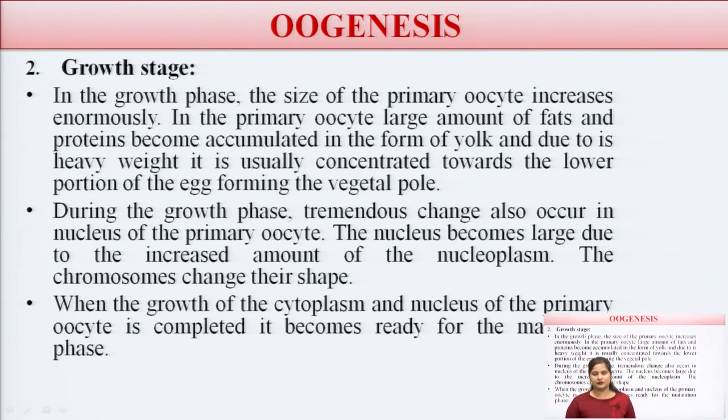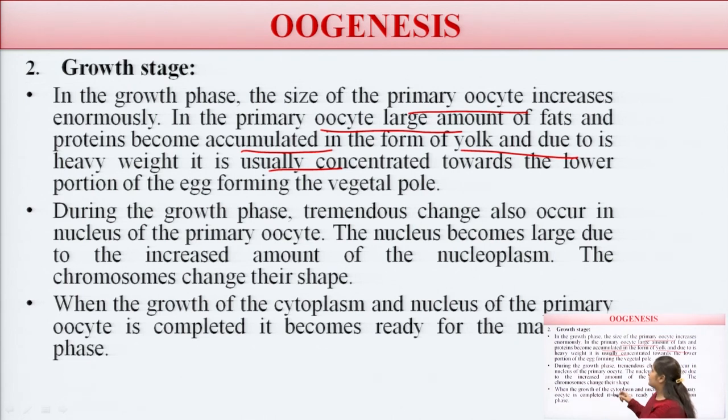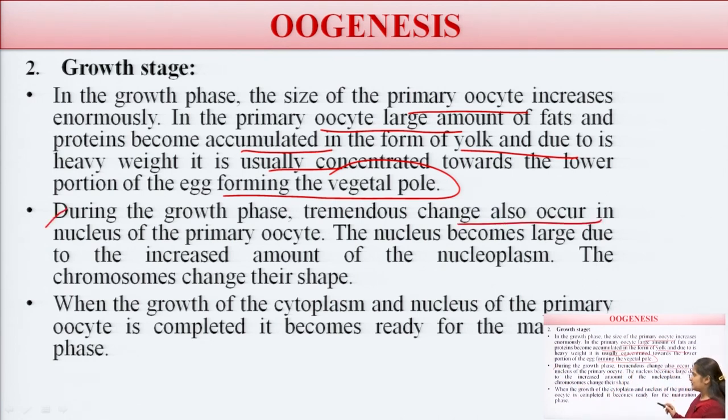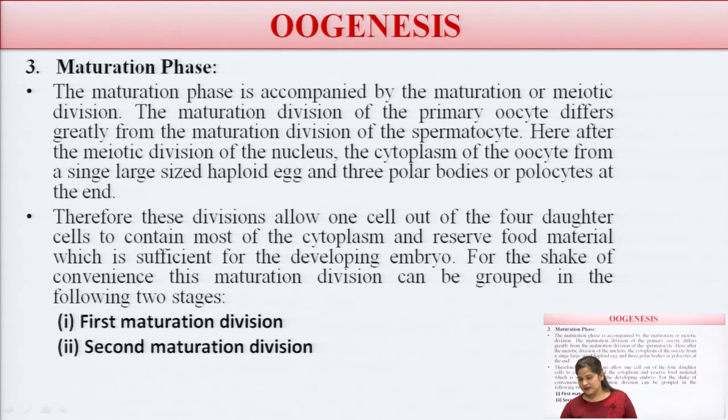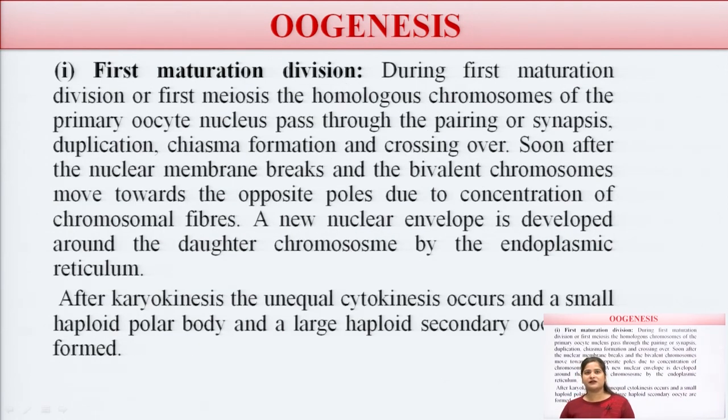In the growth phase, the size of the primary oocytes increases, and a large amount of fats and proteins accumulates in the egg. Due to the heavy weight, it is concentrated towards the lower portion of the egg, forming the vegetal pole. After the growth phase comes the process of maturation, which occurs in two stages: the first maturation division and the second maturation division.